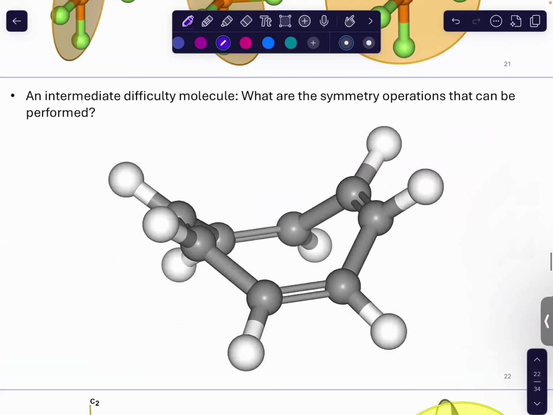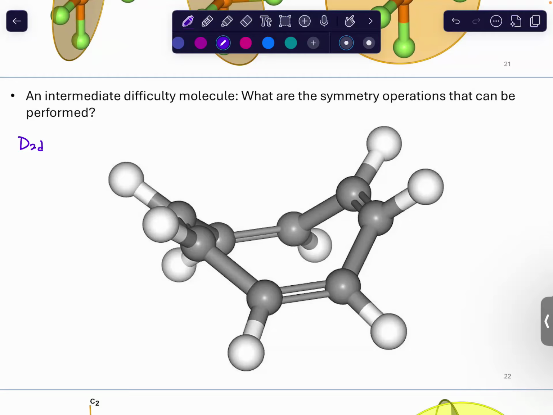How about we do something with intermediate difficulty? Now that one we just did was a little bit intermediate, but let's do it again. Talk to me about the symmetry elements that you see. Okay, I guess I could put one right down the middle that's like a C2. Yep. Because this one, what is this?